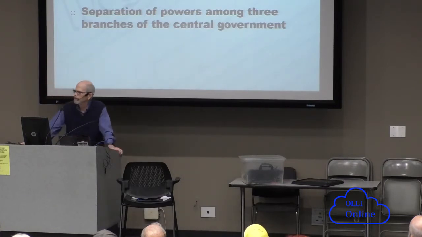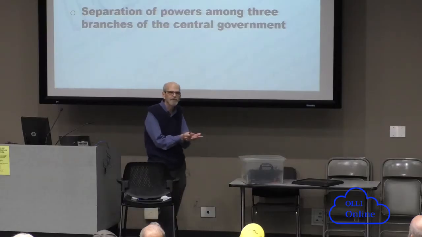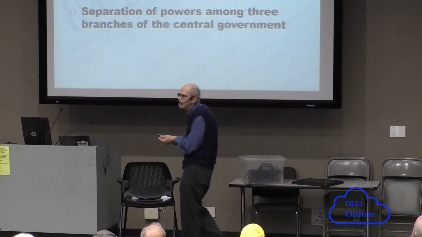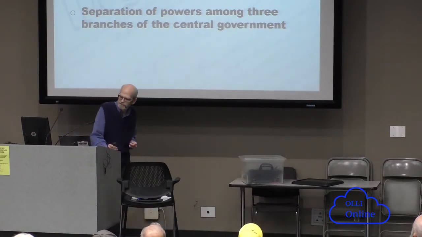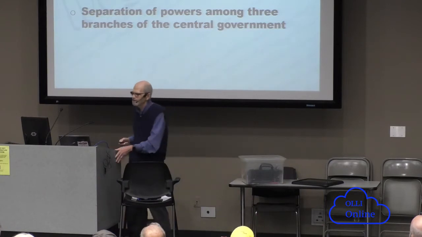A key constitutional principle was checks and balances on government power through division of authority. A chief executive, at least initially selected by the states through an electoral college system, for a fixed term. Now, there was no term limit, but there was a fixed term of 4 years, something you didn't have for the King of England or the King of France. And subject to congressional removal, not by assassination, but by political process.